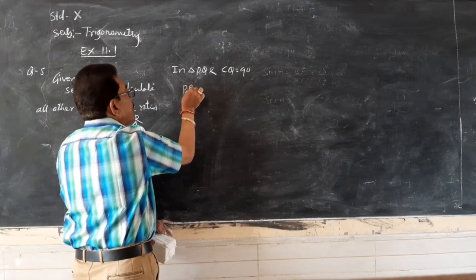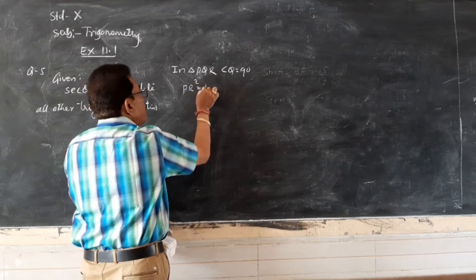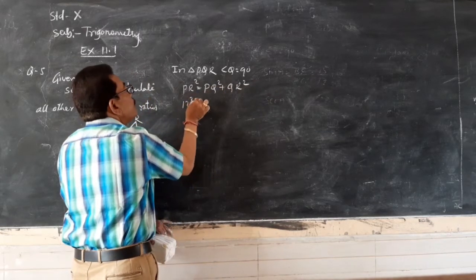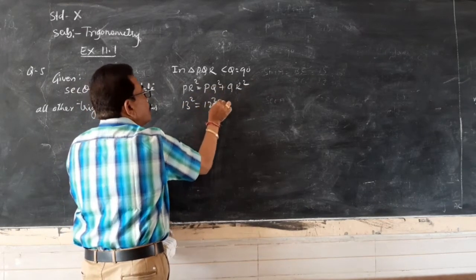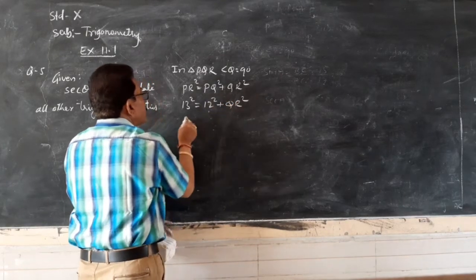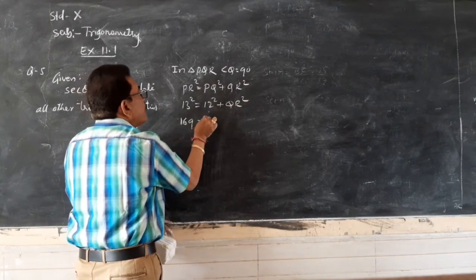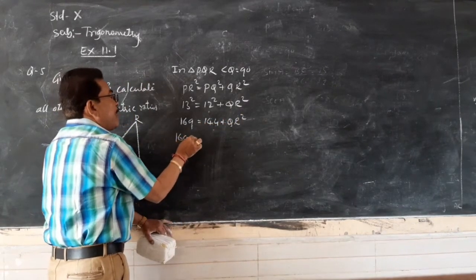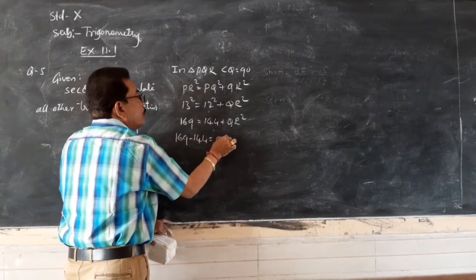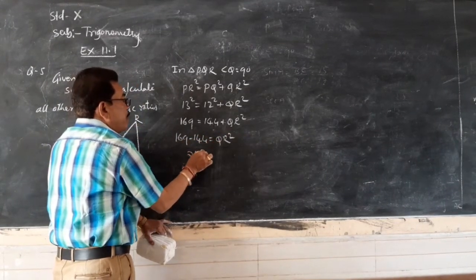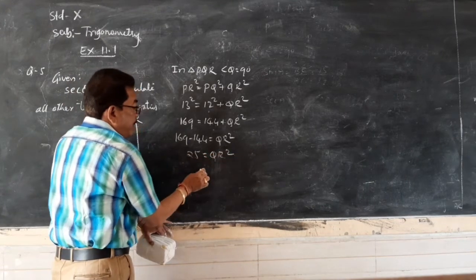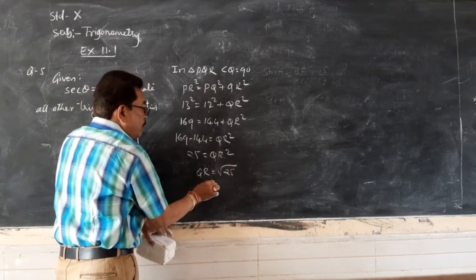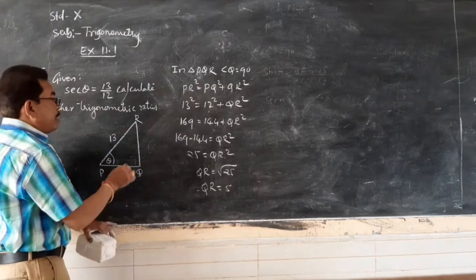Therefore, PR square equals PQ square plus QR square. PR 13 square equals PQ 12 square plus QR square. 169 equals 144 plus QR square. 169 minus 144 equals QR square. 25 equals QR square. QR equals square root of 25. QR equals 5. That's QR is 5.